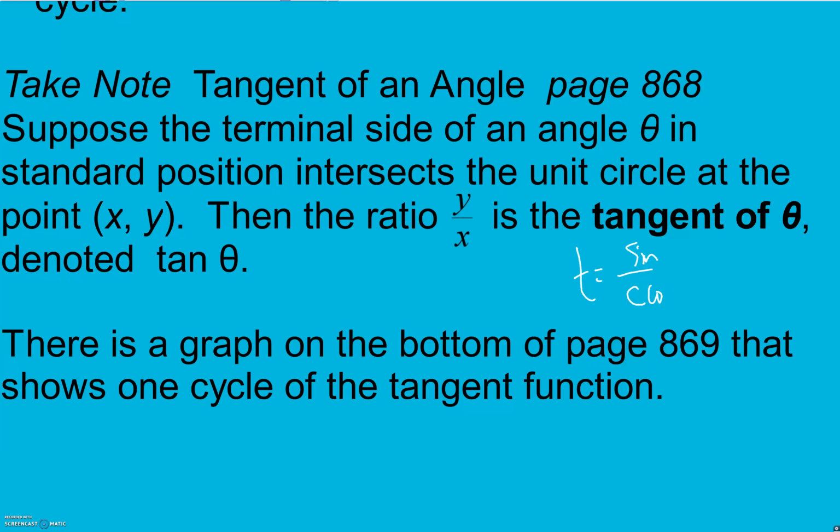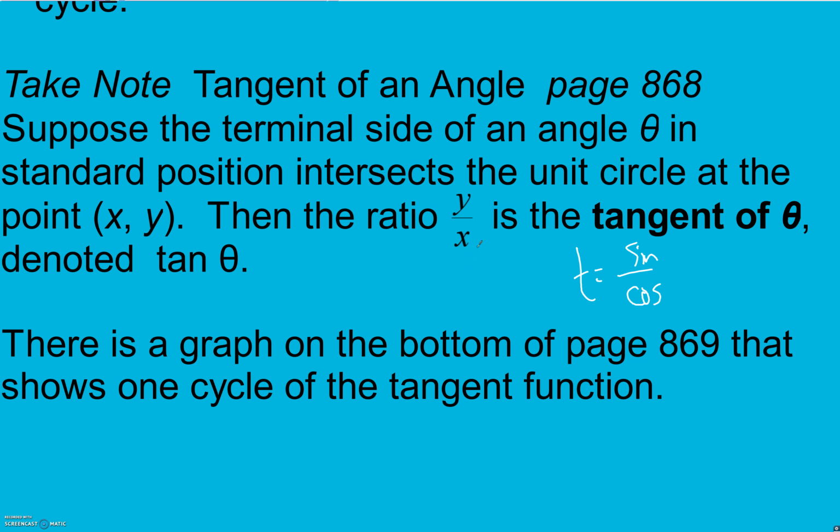I don't know which one is going to be easier for you to remember, if you're going to remember tangent is y over x or sine over cosine. Sine over cosine is going to come in handy later. So as long as you can remember that x is cosine and our y is our sine value, then tangent is y over x or sine over cosine.